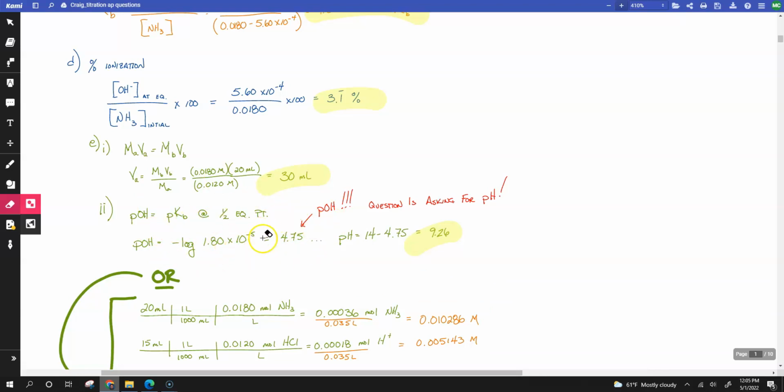So I've got my pOH at 4.75. It's asking for the pH, so we need to take 14 minus the pOH. That gives me a pH of 9.26.